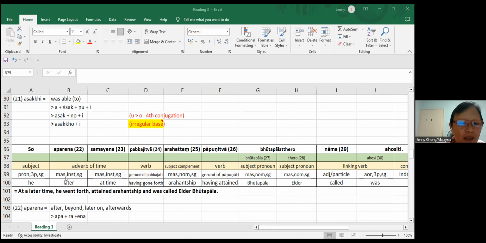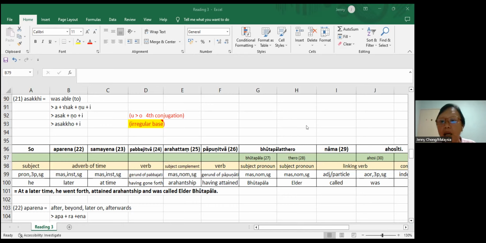This adverb of time is masculine instrumental singular. So same with sama yena, masculine instrumental singular. Pabajiswa is a verb, which is a gerund of pabajati, meaning having gone forth. Arahatang is a subject complement. This one is explaining the subject, which is he, who is also Elder Buddha, meaning he has attained arahantship. Papunitwa is also a verb, gerund of papunati, meaning having attained.